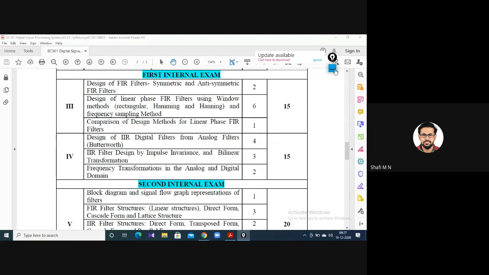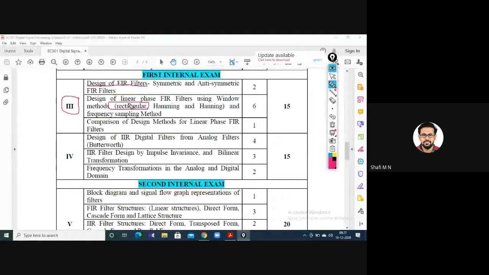So this is the conclusion of the third module. In the third module, you should be able to do the complete design of FIR filters. First, you should be able to compare IIR and FIR filters. We have already discussed that. Next is the design of FIR filters. Mainly you have three methods to discuss.